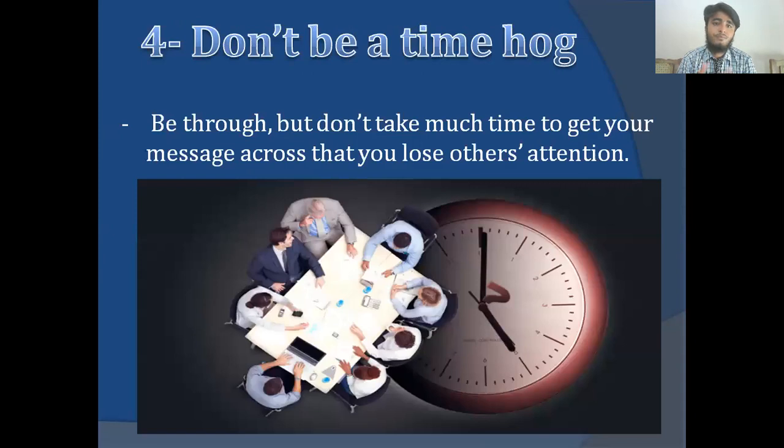The fourth one: don't be a time hog. Be brief. Don't take too much time to get your message across, or you lose others' attention. If you take too much time, you will lose the attention of the members, the listeners, the audience. Because if you take too much time, they will of course get bored, and they will not listen properly or get the message.